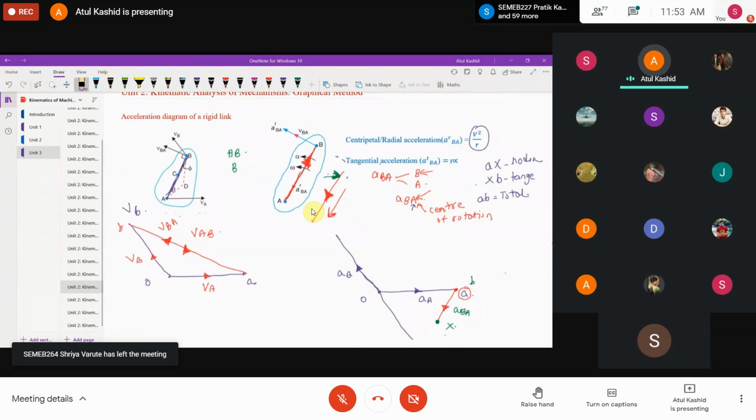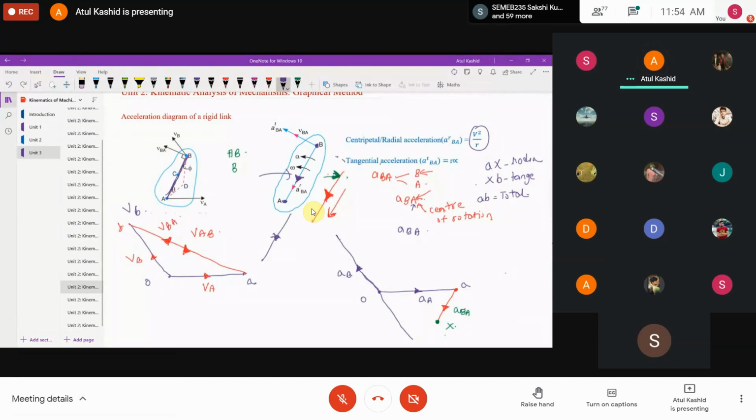So I have to start from the point A. I know the point A is over here, and A will be my center of rotation when I'm talking about B with respect to A. So if A is the center of rotation, I have to look into the diagram again. This is my point A and B. If A is my center of rotation, your arrow should always point towards A, and in the same direction you have to draw your radial acceleration component.